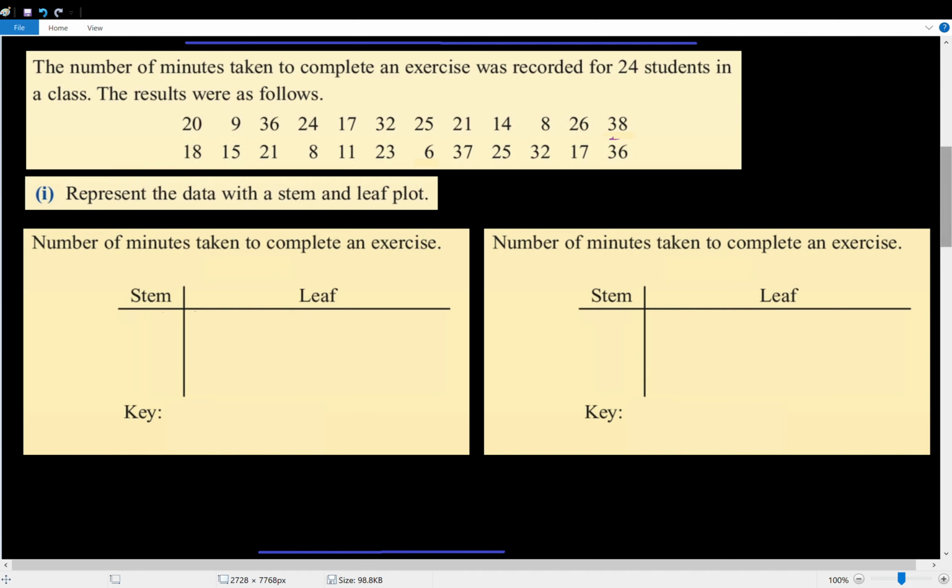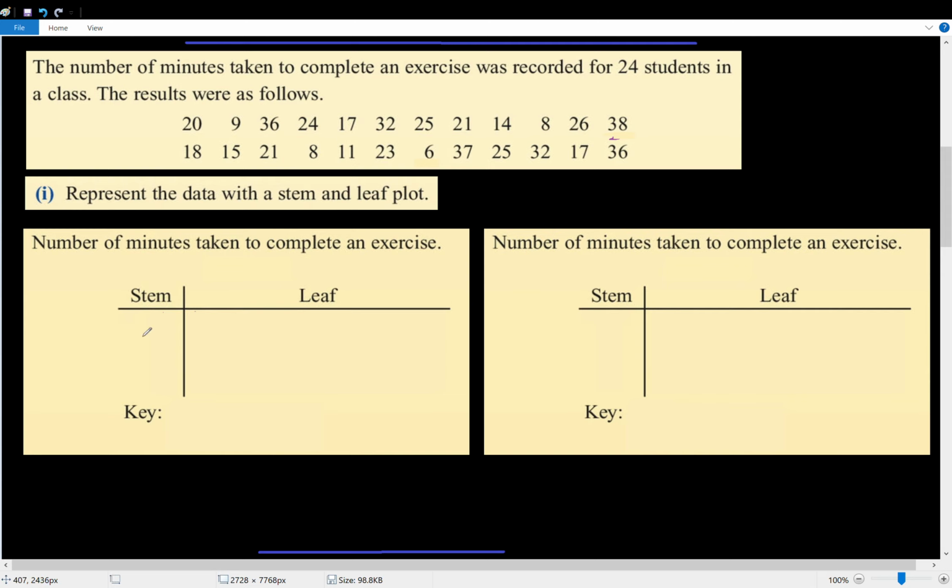So what we have here is the number of minutes taken to complete an exercise, recorded for 24 students in a class. The results were as follows, and we're given the list of times it took to complete an exercise. We are asked to represent the data in a stem and leaf plot. The reason I've got 2 here is because typically when you're putting this together, you might not put it into numerical order to start with. You might just start by taking note of all the numbers first, and then order it second. So that's what we're going to do. We're going to start by filling in the left-hand one without putting the numbers in numerical order, and then we're going to tidy it up for the second one.